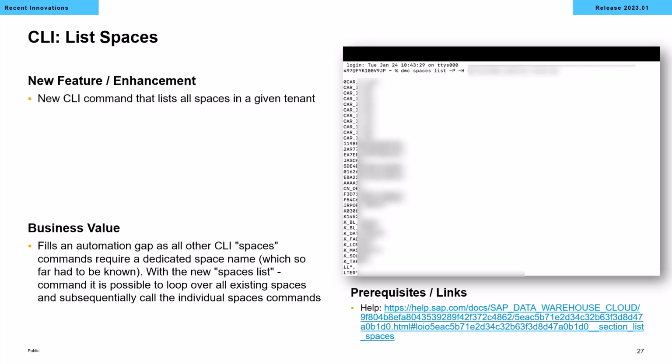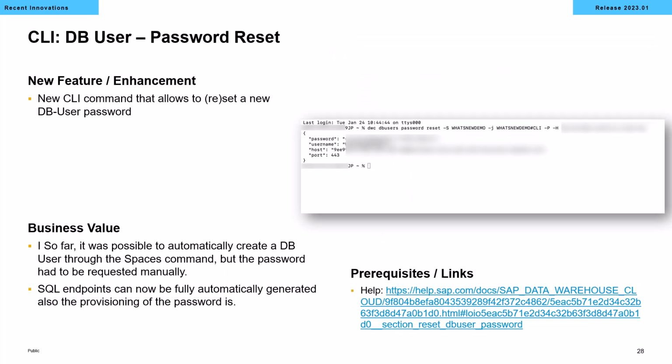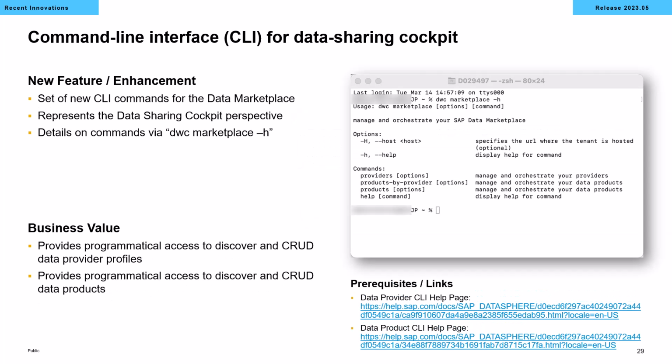So 3 new commands have been enhanced with the CLI in the past quarter. So early on, we added the list spaces command, something which was missing for automation to get the spaces from a particular tenant. Also on the database user side for password setting or resetting, this was added so to close a gap here. And just recently the command line interface was also enhanced for the data marketplace.